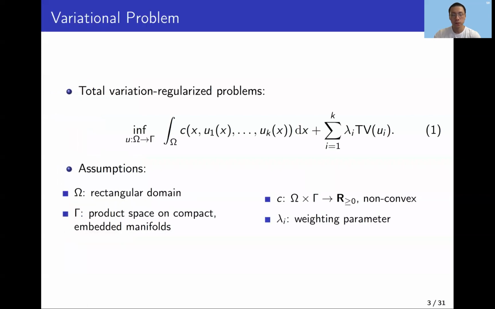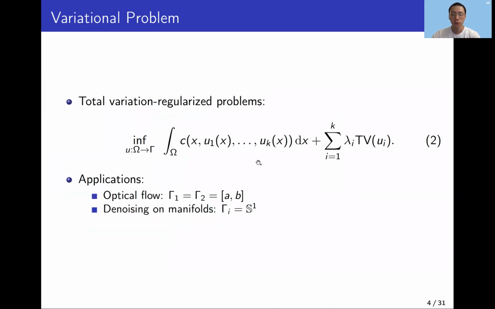So first, let's look at the variational problem. In our work, we focus on the total variation regularized one. The omega here is a rectangular domain because we only consider the image application. The gamma here is a product space of compact embedded manifolds. The cost function C can be non-convex. And the lambda here is a weighting parameter in front of the total variation of U.